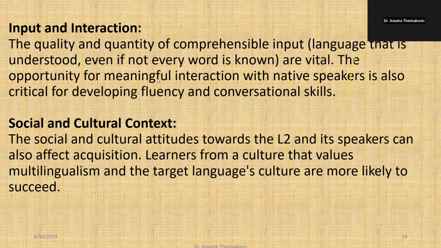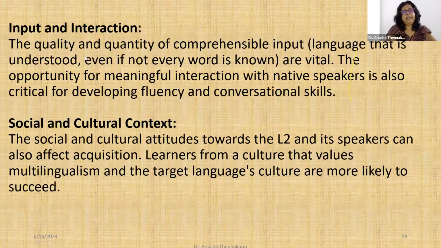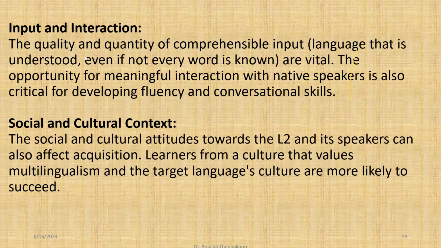Can you remember what we are talking about? We are talking about the learning environment as a factor which affects second language learning. We learned that there are formal and natural settings. And then input and interactions. When we have a natural environment to learn a second language, the quality and quantity of comprehensible input is very important. That means the quality and quantity of our understanding will be very high.